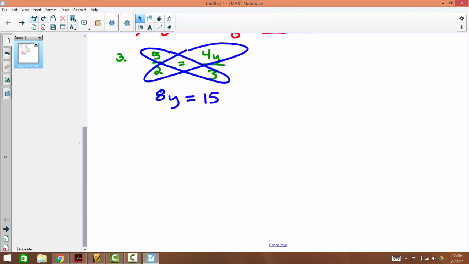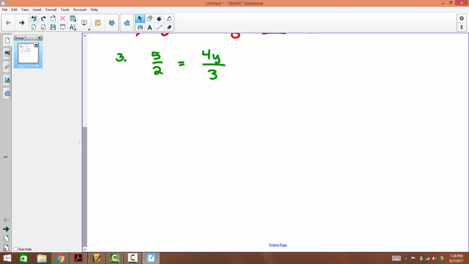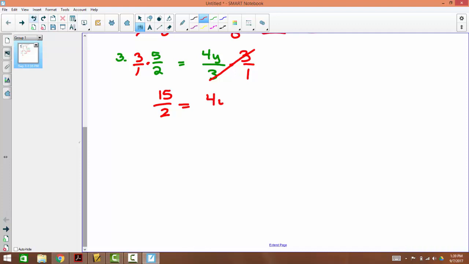Now I'm going to undo all this and explain this a different way because people tend to just cross multiply at random times. I kind of like to think of this as the first thing you want to do is get rid of the divide by 3, and to undo division, you do multiplication, and what you do to one side, you do to the other. So here the 3's cancel. You can make this a 3 over 1 also, might make more sense. So now you have 15 over 2 equals 4y.